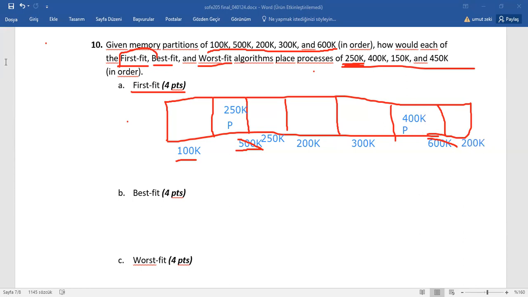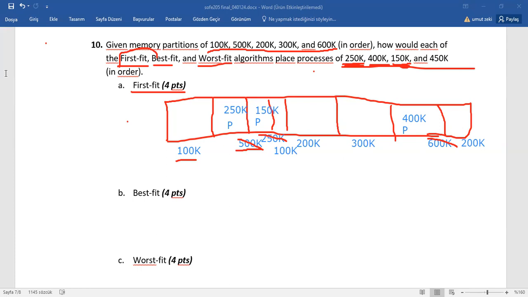So I put this one also. The third one is 150K. So I can fit it here, and I will put 150K here. Another process. And the remaining partition, the empty part, will be what? 100K. This part is 100K.